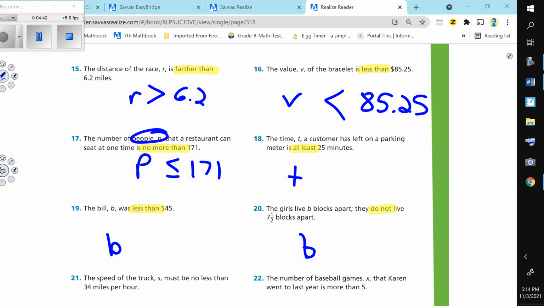For 18, this one is the tricky one. I have more students struggle with this than any other phrase. So let me come back to this.